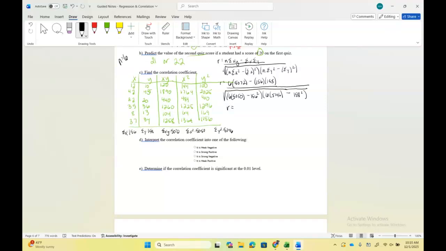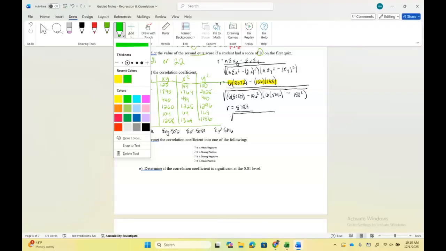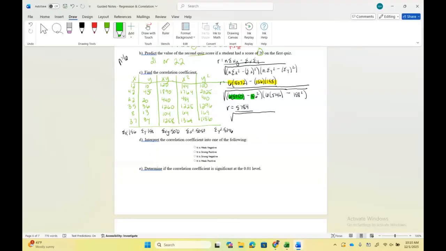All right, so I'm going to multiply this, and then I'm going to subtract them. And when I do, I got 5,784. I'm going to multiply those and subtract 156 squared. And when I did that, I got 5,964. Then I'm going to multiply that and subtract 158 to the second power. And when I did, I got 5,912.